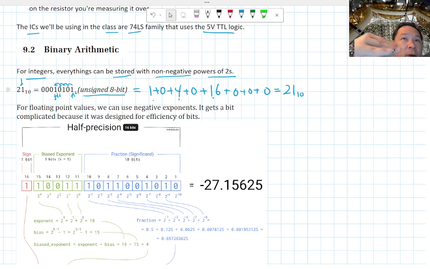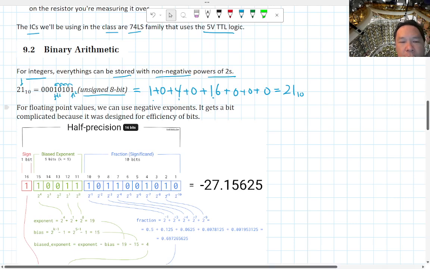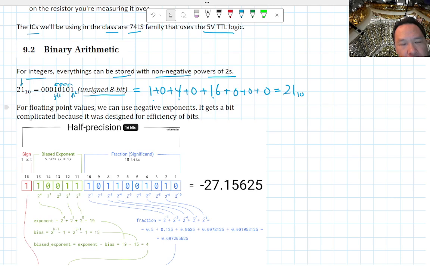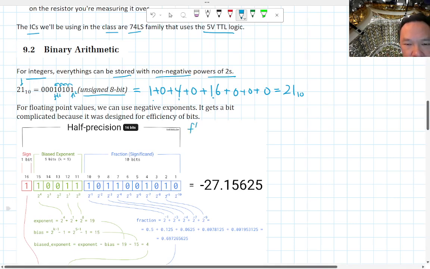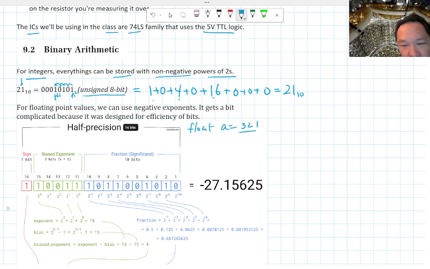And then, when you have to deal with floating point numbers, you just have this additional step of converting it into floating point, of 16 bits or 32 bits or 64 bits, depending on what you're using. So let me just show you how a computer, or electronics, actually represents a 16-bit floating point. If you ever do programming, when you write float A equals 32.1 or something like that, this is actually what's happening inside your hardware.